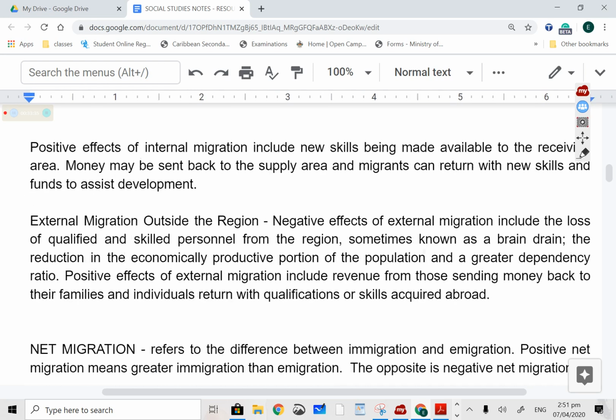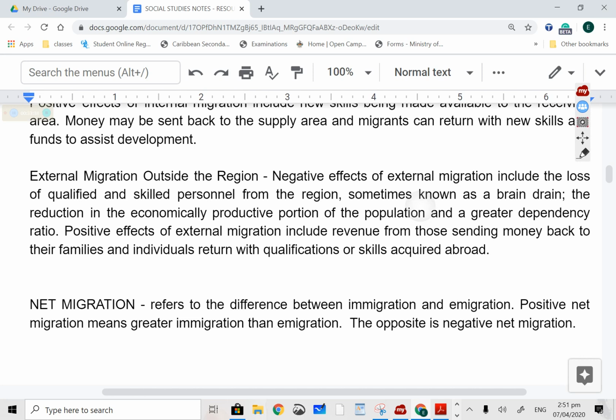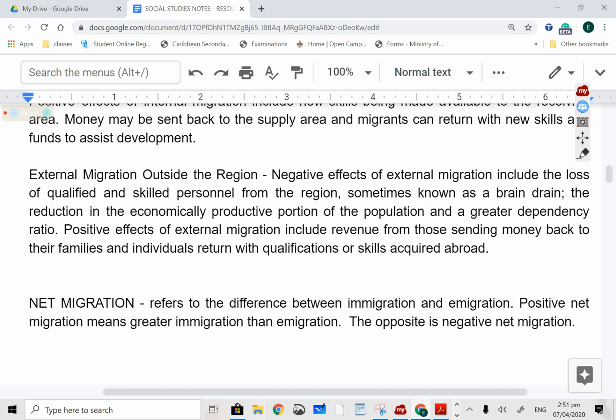Okay. Now external migration outside the region. Negative effects of external migration include the loss of qualified and skilled persons from the region, sometimes known as a brain drain. Brain drain, people. Every year, people come in, and when they hear the term brain drain, they find it so strange, and yet it turns up in examination papers, end of term test papers, etc. Okay, so the brain drain is basically the loss of qualified and skilled persons from a region or country.